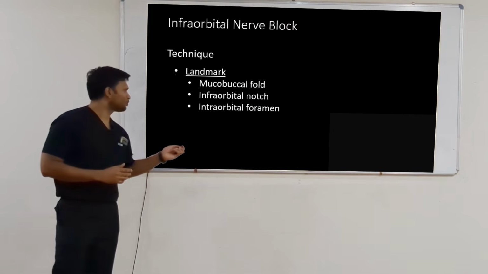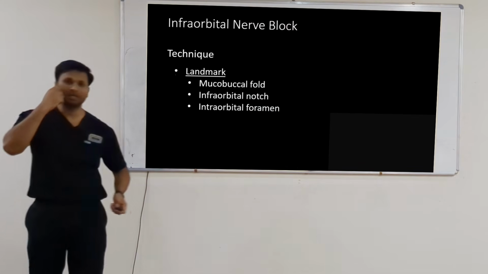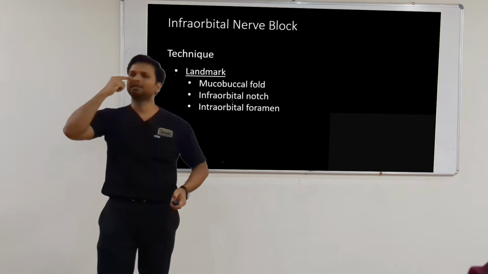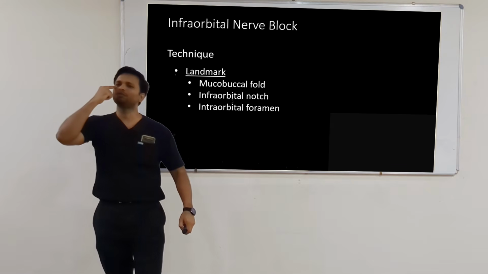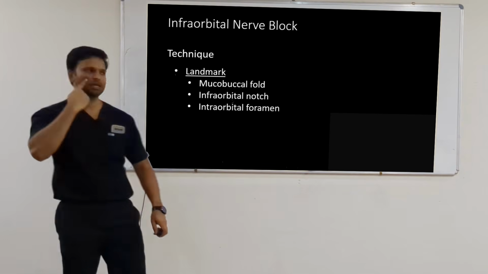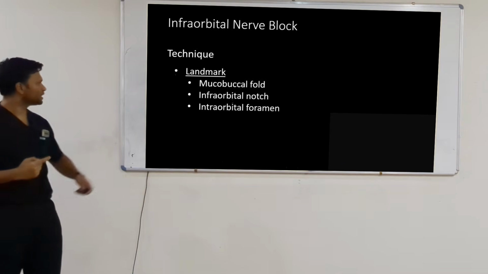Landmarks, again, mucobuccal fold, infraorbital notch. So if you feel your infraorbital rim, यहाँ पे center में थोड़ा सा आपको notch जैसा feel होगा. That is your infraorbital notch. And वहाँ से if you palpate and come down, you'll feel the infraorbital foramen. Okay? So this is how you're going to locate the infraorbital foramen.